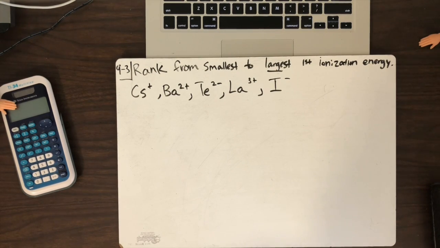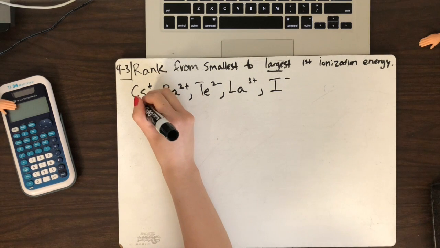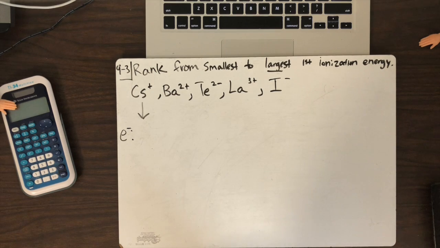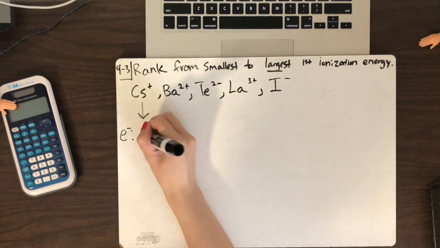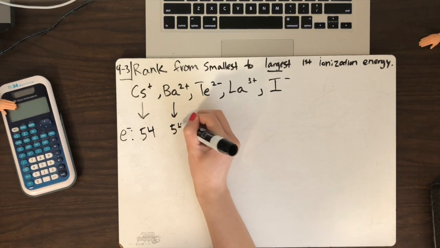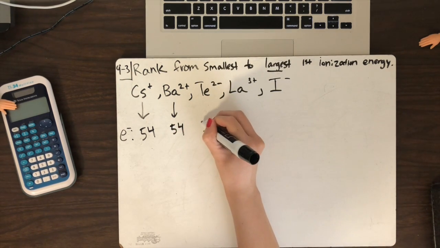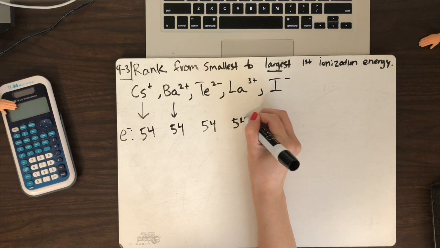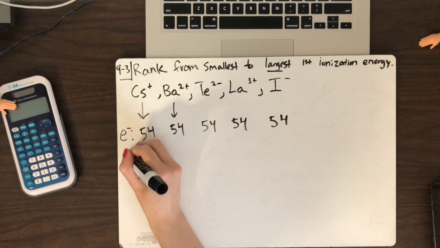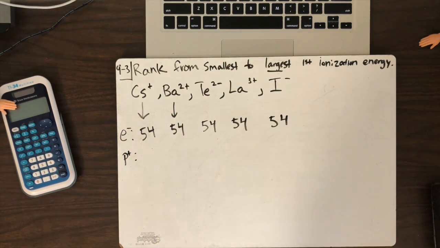This third series here has ions, so we can't just look at the periodic table and kind of pull out the trends, and we're going to have to think about the protons and electrons individually. So Cs+, in terms of electrons, that's going to be 54 electrons. And then Ba2+, you'll notice, is also 54 electrons. And it turns out all of these have 54 electrons. So it's an isoelectronic series, but they do have different amounts of protons.